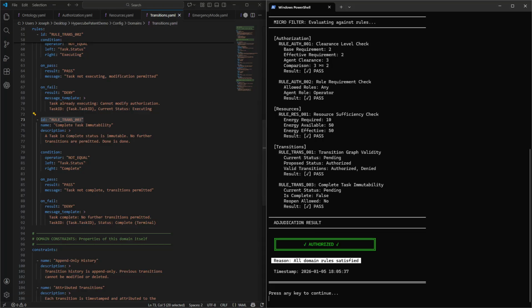The result of this is authorized. This happened because the ontology allowed it. Every rule was satisfied. The system can explain exactly why this outcome occurred.